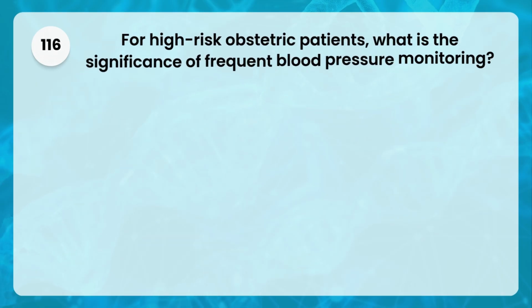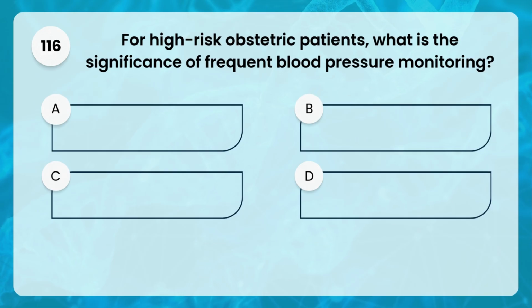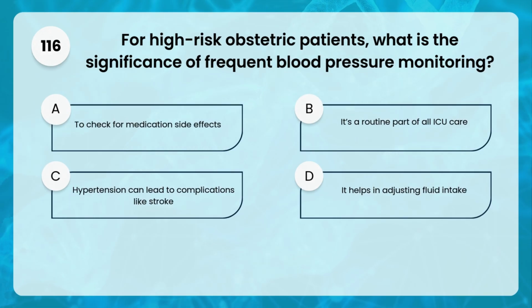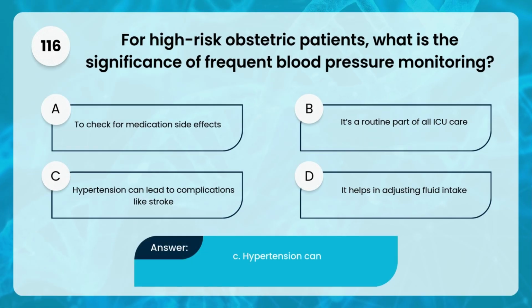116. For high-risk obstetric patients, what is the significance of frequent blood pressure monitoring? A. To check for medication side effects. B. It is a routine part of all ICU care. C. Hypertension can lead to complications like stroke. Or D. It helps in adjusting fluid intake. The answer is C. Hypertension can lead to complications like stroke.